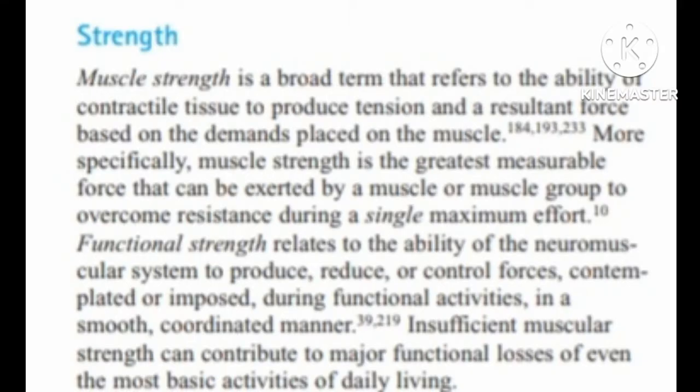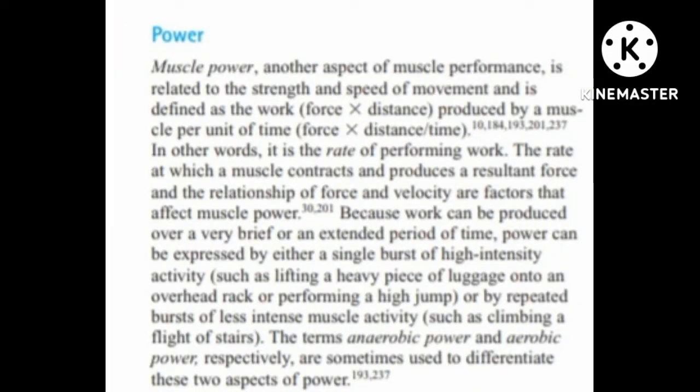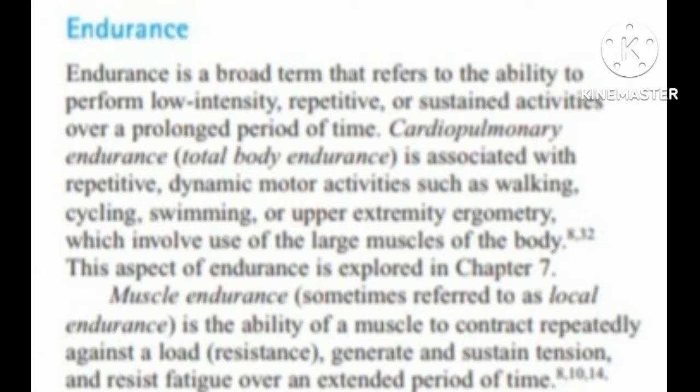Strength. Muscle strength refers to the ability of contractile tissue to produce tension and a resultant force based on the demands placed on the muscle. Power. Work produced by muscle per unit of time: force into distance upon time. Endurance. Muscle endurance is the ability of a muscle to contract repeatedly against a load.